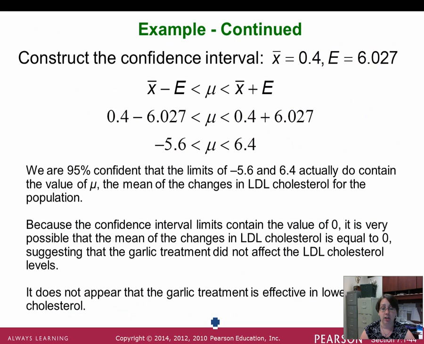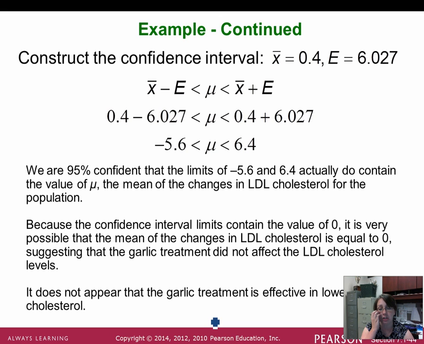So on the next screen here, I have a summary of what we're talking about. And this summary is a very specific way of stating a conclusion that you can draw from this interval. So the focus is not so much on the creating of the interval, so much as what can you conclude based on that interval. So here we go. We are 95% confident, because that's the confidence level we worked with, that the limits of negative 5.6 and 6.4 actually do contain the value of mu, which is the mean of the changes in LDL cholesterol for the population.